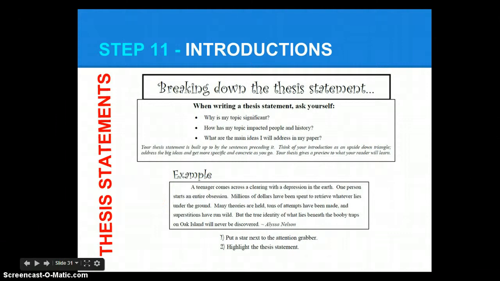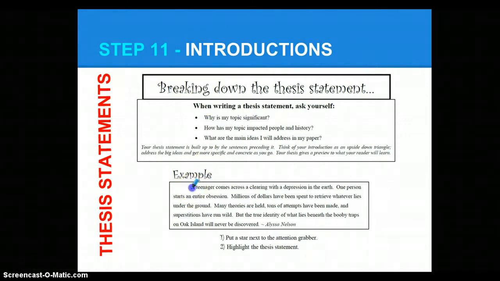Okay, so what I'd like to point out is here's your attention grabber. A teenager comes across the clearing with a depression in the earth, and one person starts an obsession. Now that's a really interesting way to use a story to start this off. Now the teenager, she left it vague on purpose.